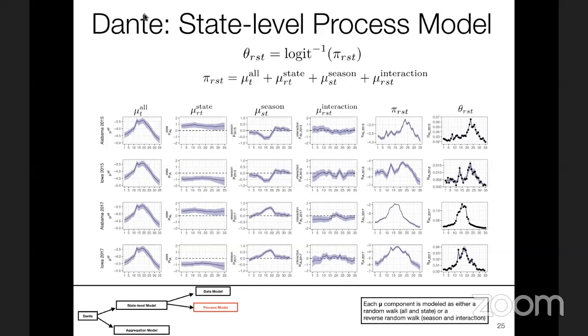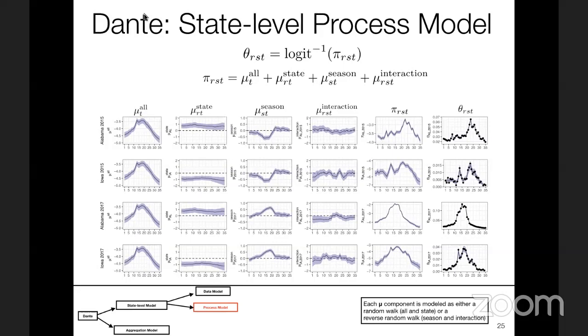And then finally, this mu interaction term is the most flexible component of Dante. Again, it's a random walk, but it's specified for each season-state pair. So there's no compromising being done across states or seasons here. This is the piece that can really get out of control fast because there's little data to constrain it.